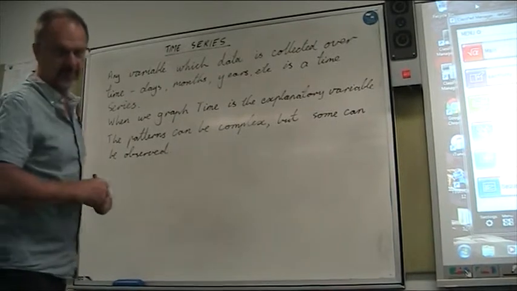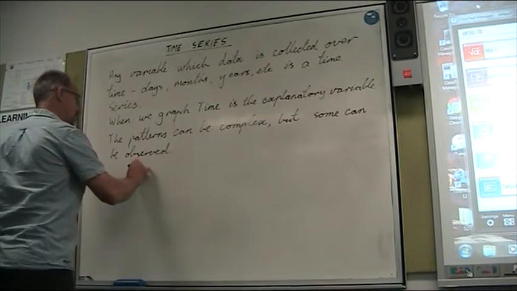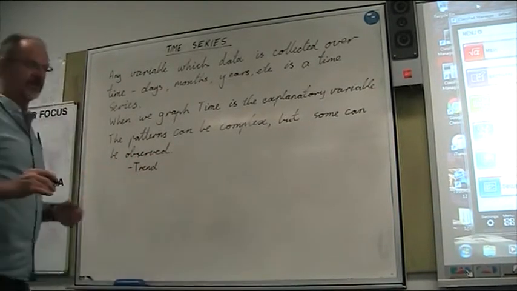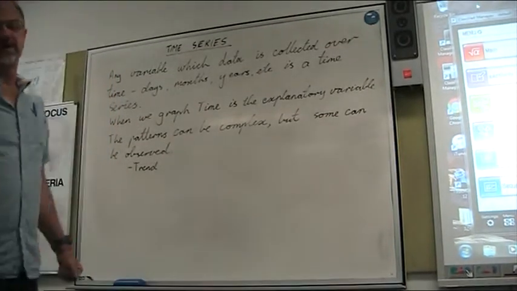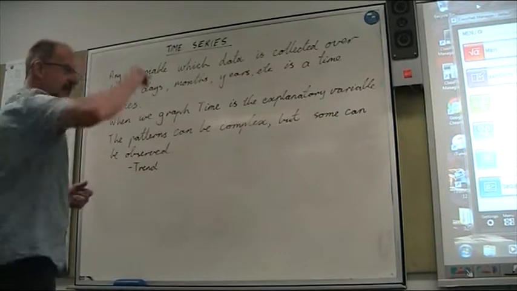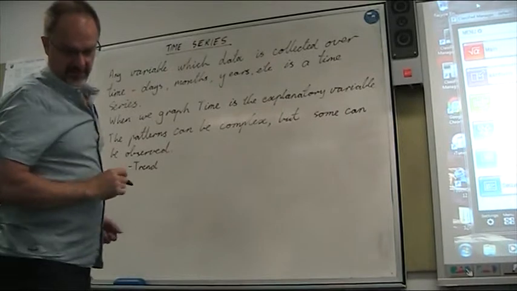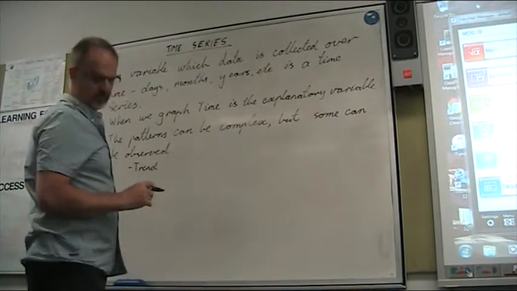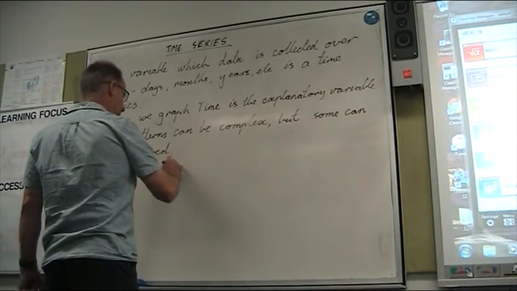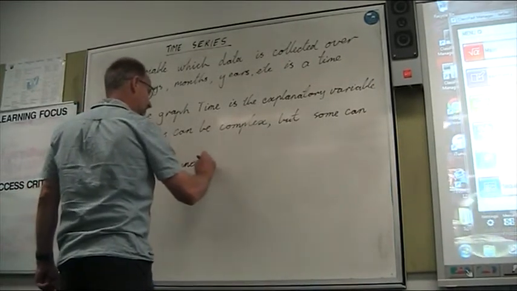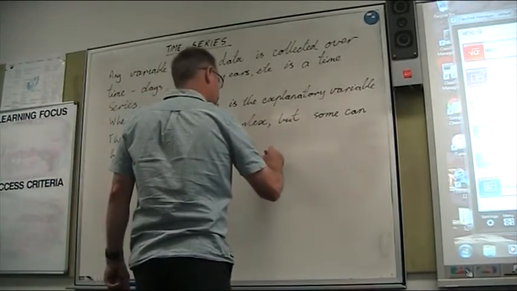Alright, so what sorts of patterns are there? So patterns, there could be a trend. So in other words, over time, it may increase or may decrease. Even though it is going up and down a bit, the overall might be to increase. So a trend, we would say, is an increase or decrease over time.